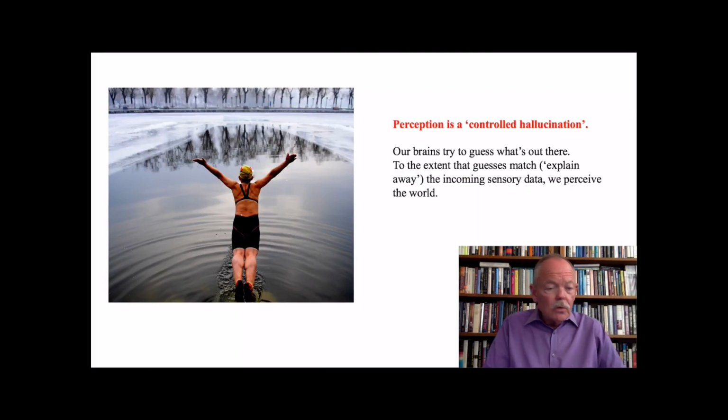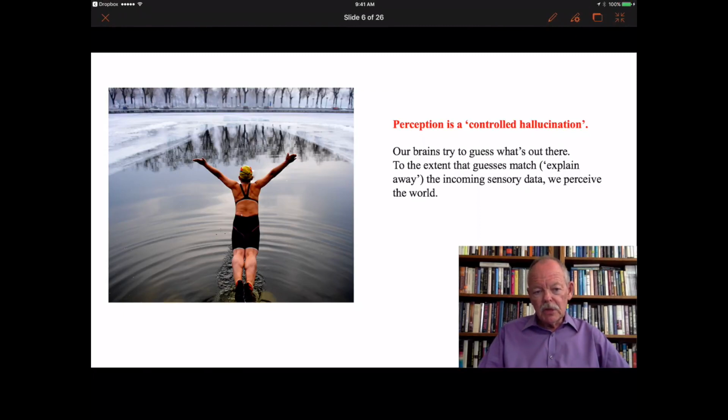All right, so we could say then, in the final analysis, that perception is a controlled hallucination. A controlled hallucination. We already know what we expect to see. We present this image as a hallucination and we correct it by using the error terms that don't agree with the images we already have laid down in our onboard computer. So our brain tries to guess what's out there. To the extent that guesses match or explain away the incoming sensory data, we perceive the world.